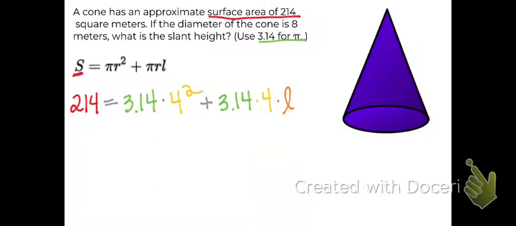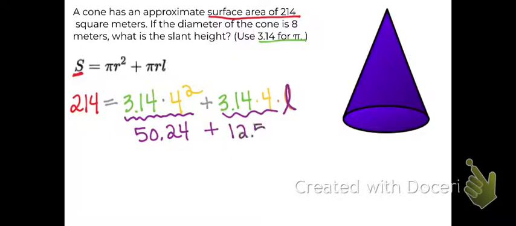Now, before we start moving things around to isolate this variable to solve for L, we need to simplify a bit. So let's put this into our calculator. 4 squared is 4 times 4, which is 16, and then we're going to multiply that by 3.14. And we get 50.24. And then what is 3.14 times 4? 12.56. And all that still equals 214.